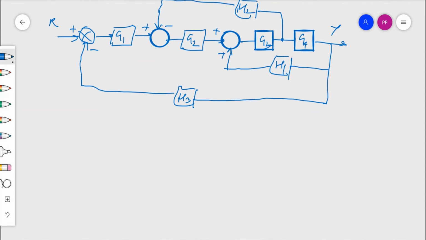To start with, the first step is to shift this point to this point. Because this is going ahead of this, the information of G4 will be multiplied with H2. So to nullify it, we have to divide by G4.